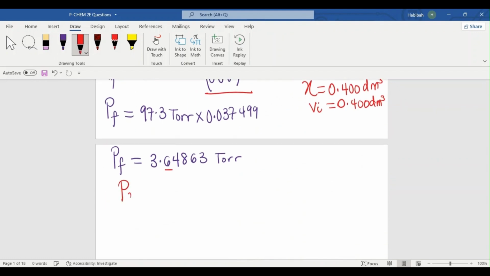So that would be P final is actually going to be 3.6 torr. So that is just basically the answer to this question.